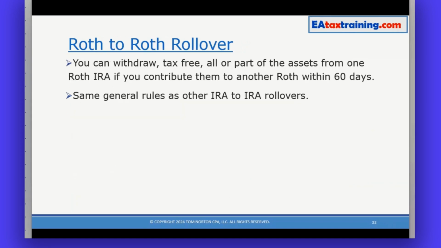There's also a Roth to Roth rollover. So you may have an existing Roth IRA and you want to move it to a different trustee or whatever, then you can go ahead and do a rollover from one to the other. And it's the same general rules as for any other IRA to IRA rollover, but you don't have to pay any tax because it's coming out of a Roth IRA.